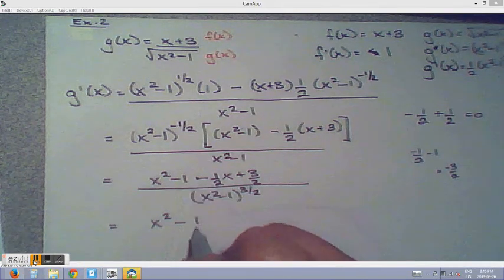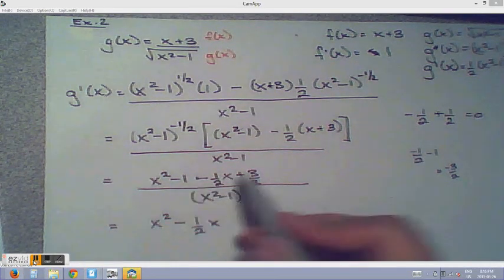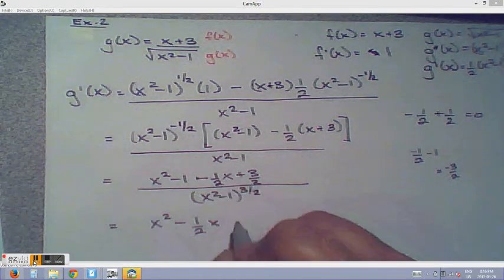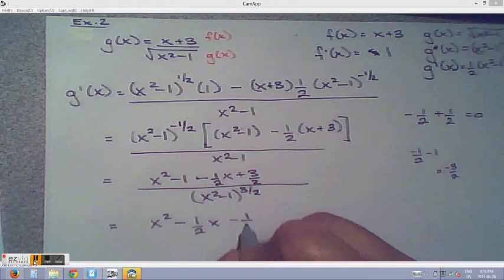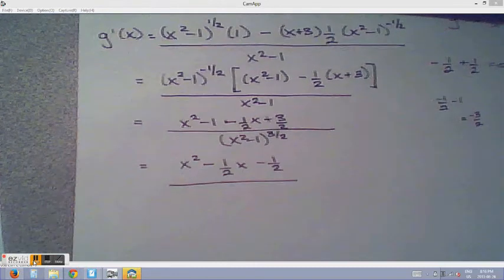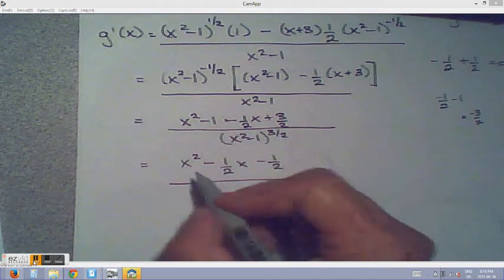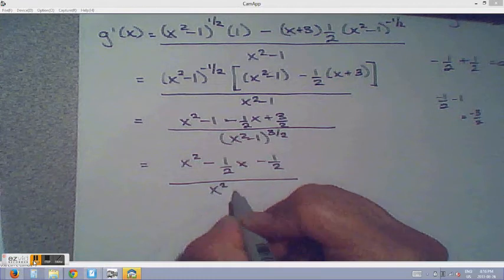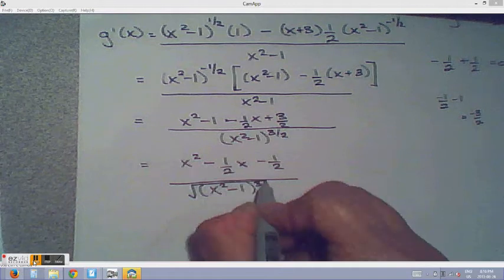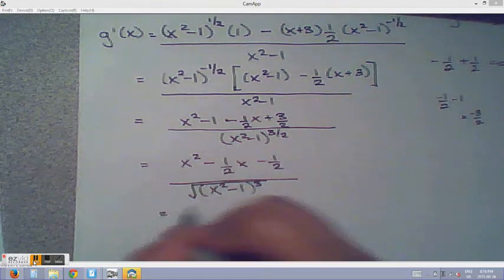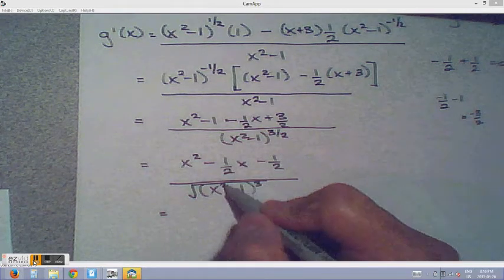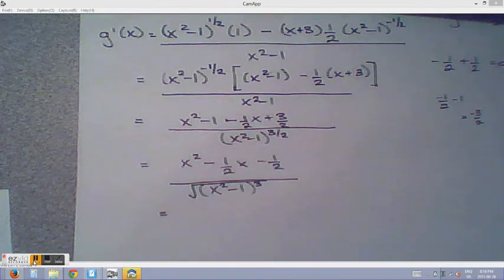So let's first move this 1/2 x. In this case, it will just be minus a half all over... Let's change this now so that it doesn't look like a fraction and exponent. We're just going to go x squared minus 1 to the exponent 3, square root. Oops, square root, yes. Of course, we've done that. Okay, so that looks good.